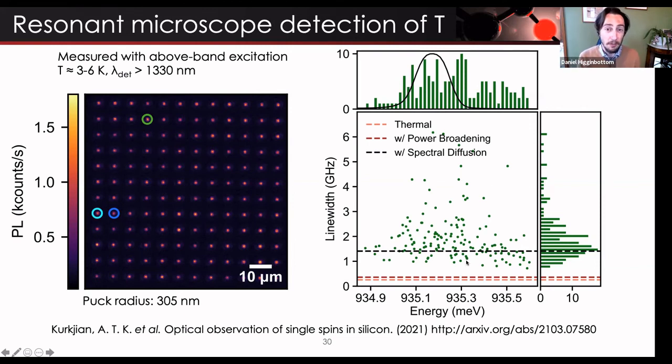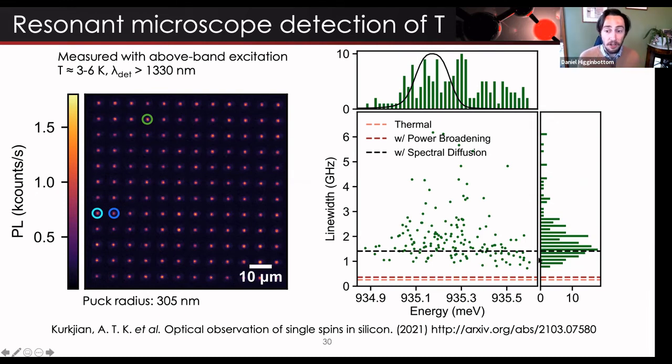Because these are also fairly weak emitters, we're driving them hard to get a lot of counts a second. We want them to be near saturation. That means that we're also getting a lot of power broadening on these measurements. So taking the thermal bound and the power broadening into account, we think we have a minimum line width that we could possibly measure of about 361 megahertz.